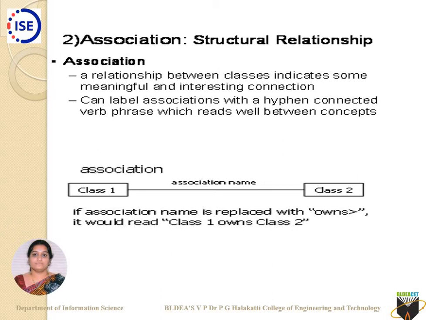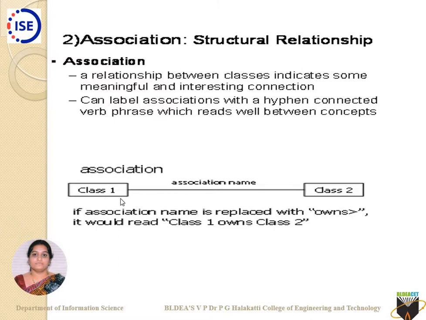As I spoke regarding class diagrams in my last class, let us now come to class relationships. I had told you about dependency, association, and those things. With respect to that, the second one is association. An association is nothing but a relationship between classes which indicates some meaningful and interesting connection. You can label associations with a hyphen connected with a word phrase which reads well between the concepts.